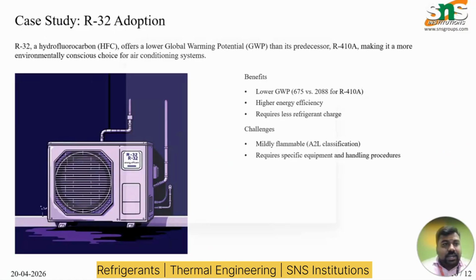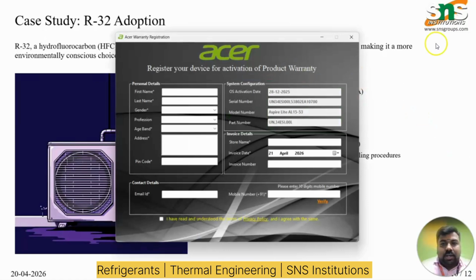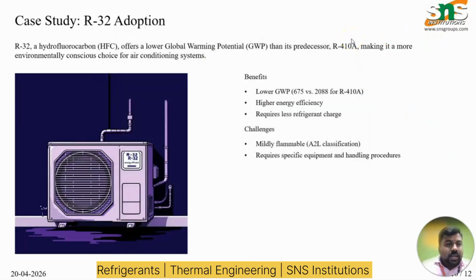Let us discuss one real-time case study, the R32 adoption. The R32, a hydrofluorocarbon, offers a lower global warming potential than its predecessor, the R410A, making it a more environmentally conscious choice for air conditioning systems. Some of the benefits are given here: low GWP, higher energy efficiency, and it also requires less refrigerant charge. Some of the challenges are that it is flammable and requires specific equipment and handling procedures.